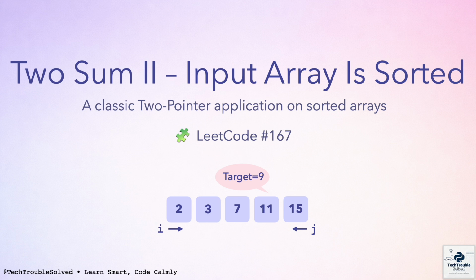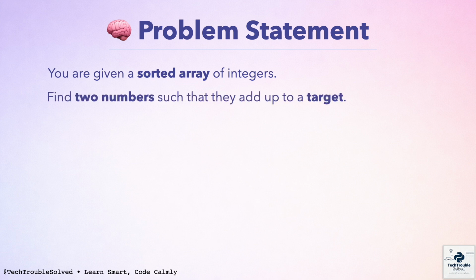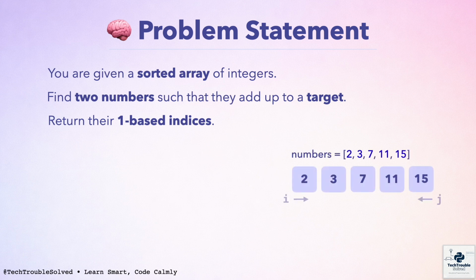Let's start by understanding the problem. We are given a sorted array of integers and a target value. Our task is to find two numbers whose sum is equal to the target. Instead of returning the values, we must return their one-based indices. It is guaranteed that exactly one solution exists.